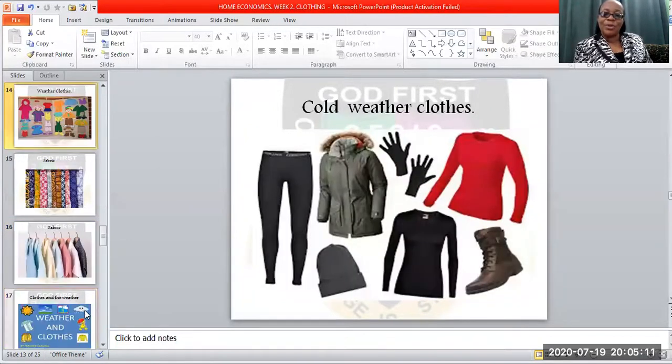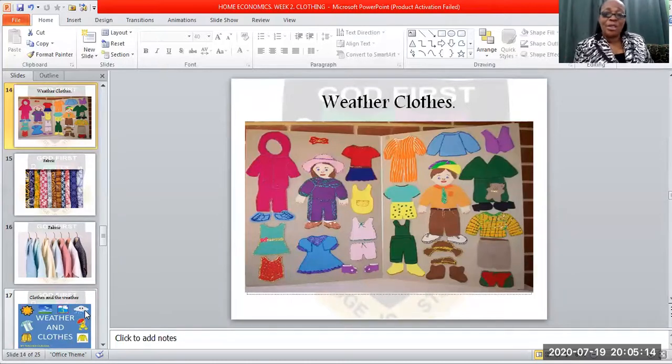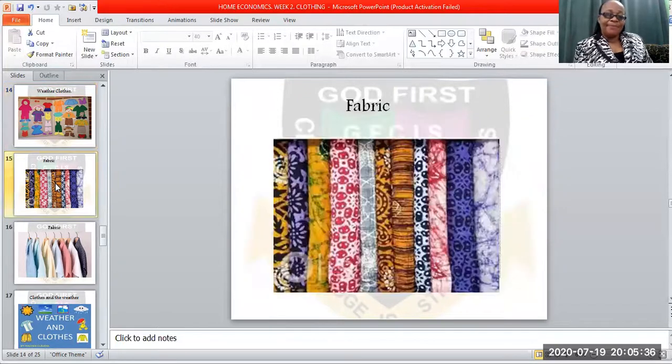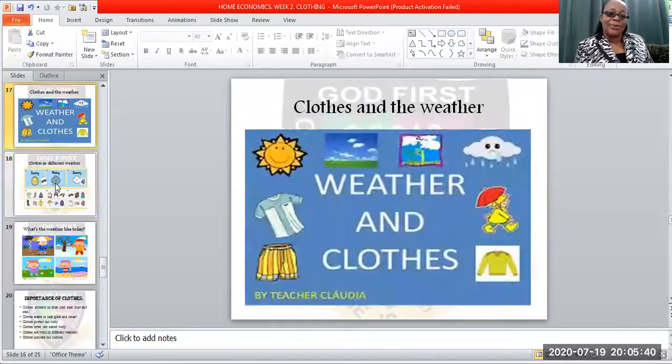We have talked about cold weather, whether the weather be hot, whether the weather be cold. We will weather the weather. Is that clear? So whatever the weather, there are clothes that we should wear to weather the weather. So fabric: we have different fabrics that make up different clothes. These are examples of fabrics, and we can make clothes out of them. And then we have different types of weather.